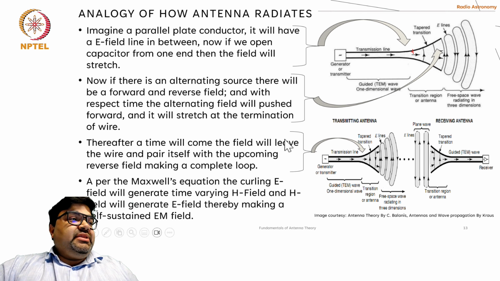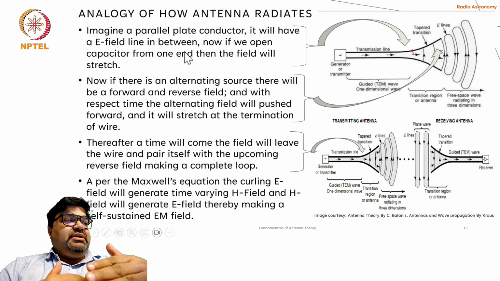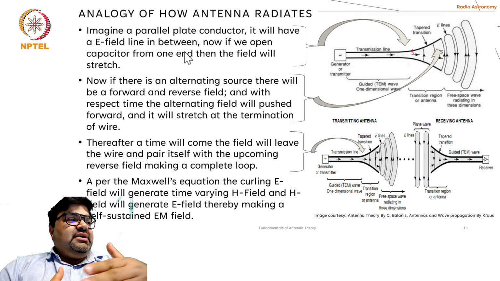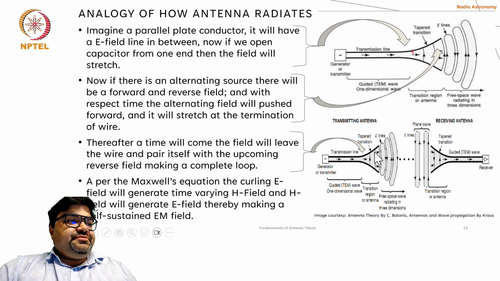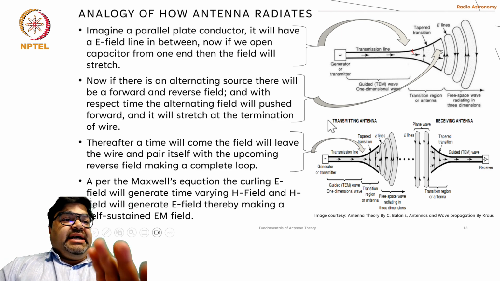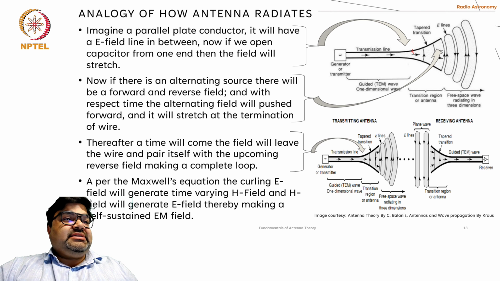the antenna, and so imagine a parallel plate conductor. We have E field lines within it. If you open that up and start bending it, that's how this field line starts stretching. Now if there is an alternating source, there will be a forward and reverse field, and with respect to time the alternating field will be pushed forward and it will stretch at the termination of the wire. That's what happens in this particular figure over here.